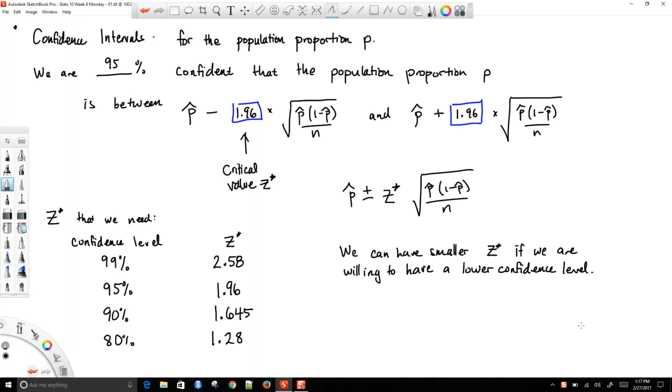So you can give a real narrow interval, but you can't be super confident that the population proportion P is within that interval. And on the other hand, if you want to be very confident that your interval contains the population proportion P, you've got to create a really wide interval. So smaller z star means a more narrow interval, generally a desired quality. Smaller critical value means narrower interval.